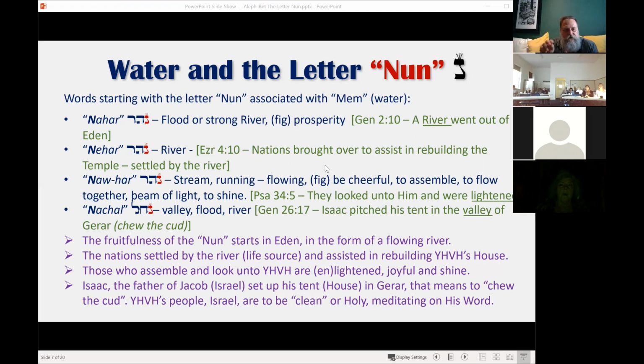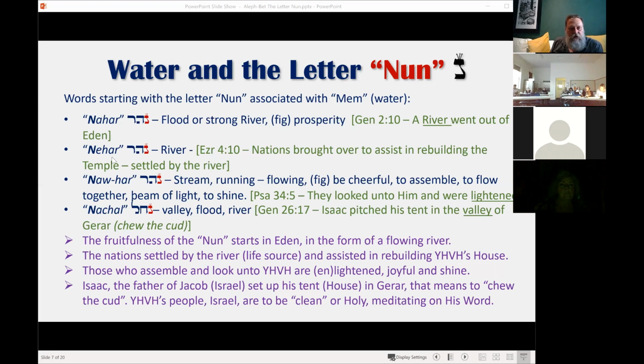Now, the first one is Nahar, Nun Hey Resh. That means a flood or a strong river. Figuratively, it means prosperity. So it's a positive meaning. And that's the river that went out of Eden. And it's similar to the river that's referred to in the book of Revelation. That's a river that flows from the throne of Yahweh. So it's a life-giving source, or where everything starts, which is the Father, and it flows from him.